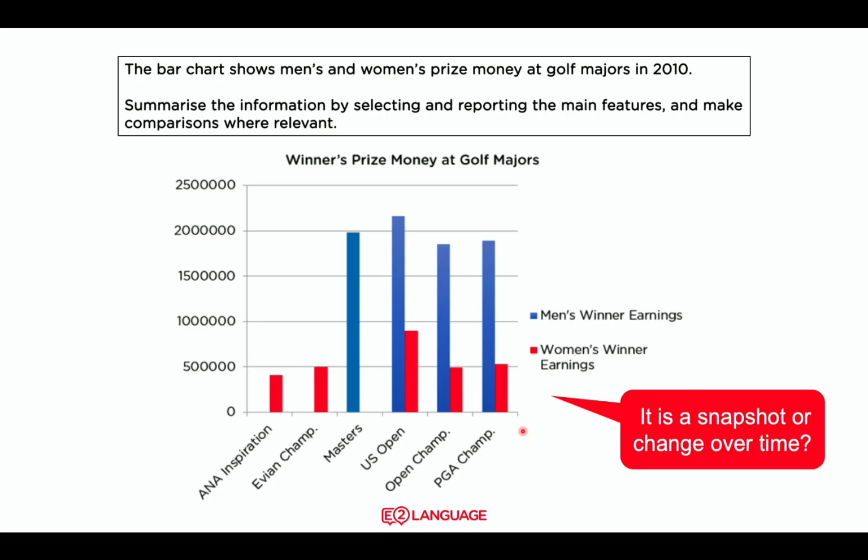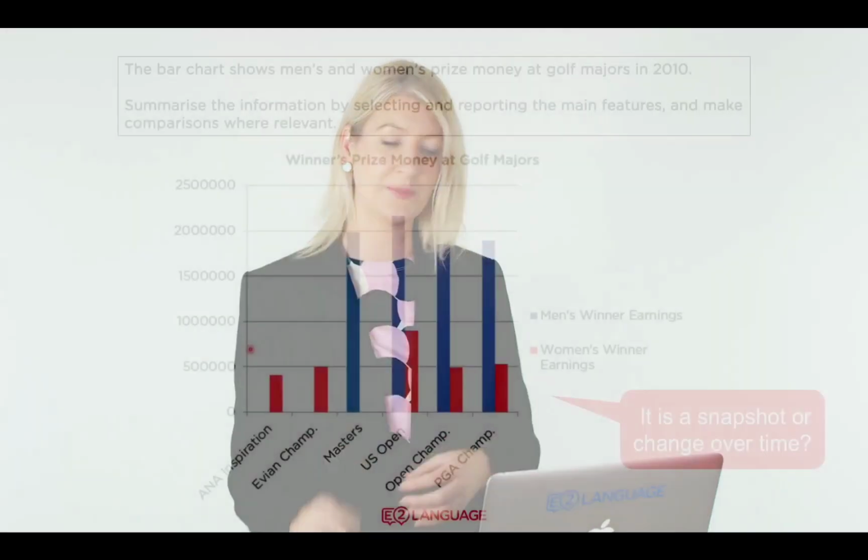Now, our first question to ask is always this: is it a snapshot or are we looking at change over time? So a really good clue is in the heading that's 2010. And clearly, this is not change over time. This is a snapshot or a static graph. So here we are not looking at trends. We're not interested in increases and decreases. This is about comparing and contrasting.